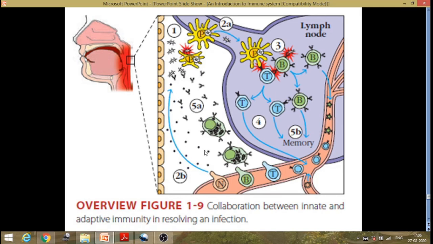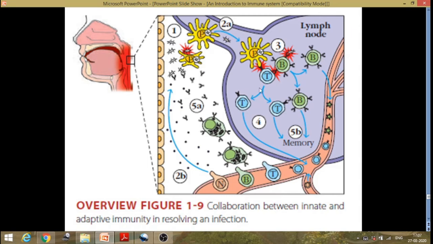So what happens in inflammation? There is an influx of fluid to the site of infection as well as recruitment of immune cells to the site of infection. Within the lymph node, these phagocytic cells present the bacteria to T cells and B cells and activate them. The T and B cells undergo proliferation and differentiation into effector T cells, B cells, and memory T and B cells.